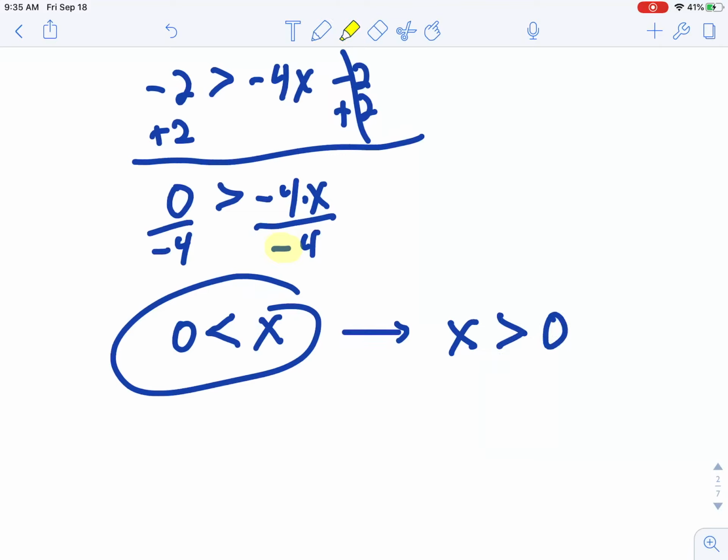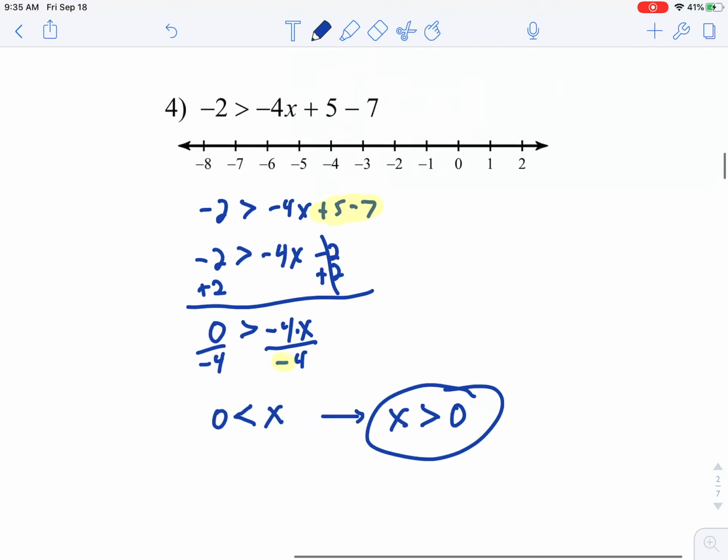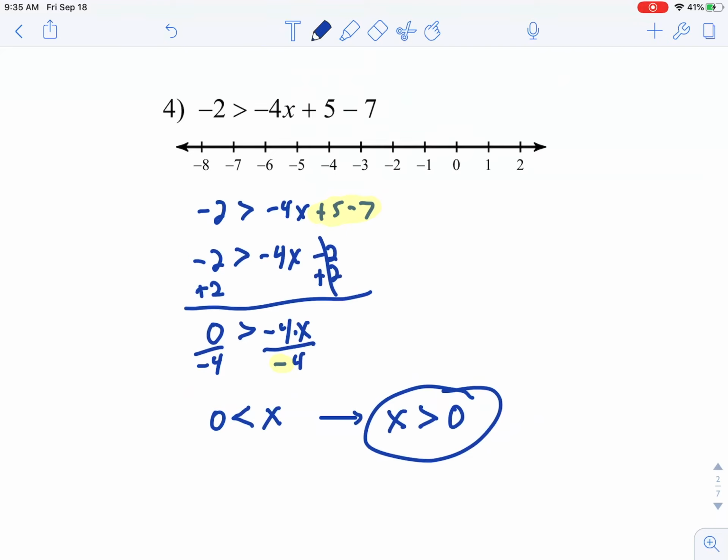Notice that I have the mouth eating the x in the original answer. It's still mouth eating the x. But when it's written, let me erase that circle. If I rewrite it this way, drawing the graph becomes a lot easier. So 0 is my starting point. And because there's no equal sign, I just put a circle around 0. The arrow is pointing to the right, so I shade to the right.